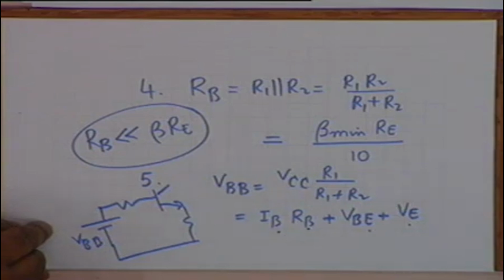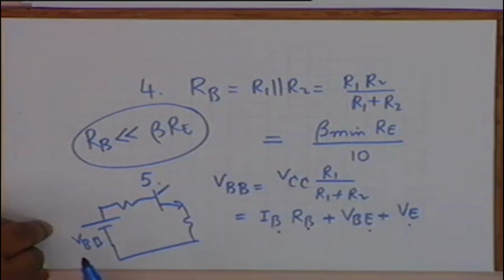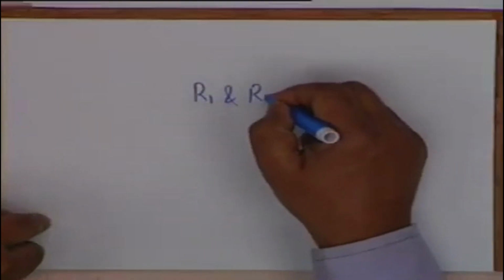And therefore, you know two things. One is R1 R2 divided by R1 plus R2, and the other thing that you know is R1 divided by R1 plus R2. From these two, you find out R1 and R2, and these complete the design.